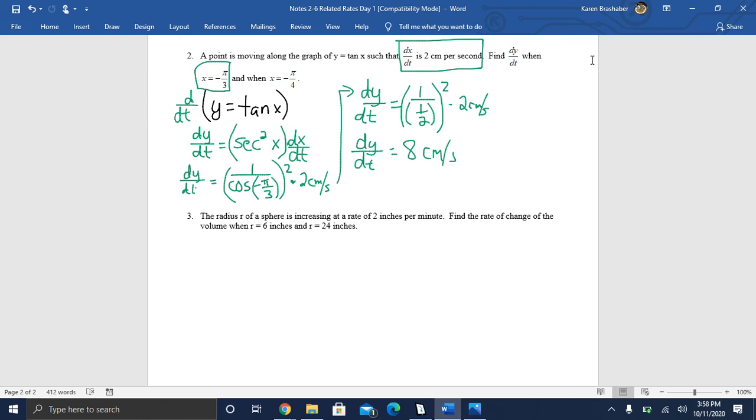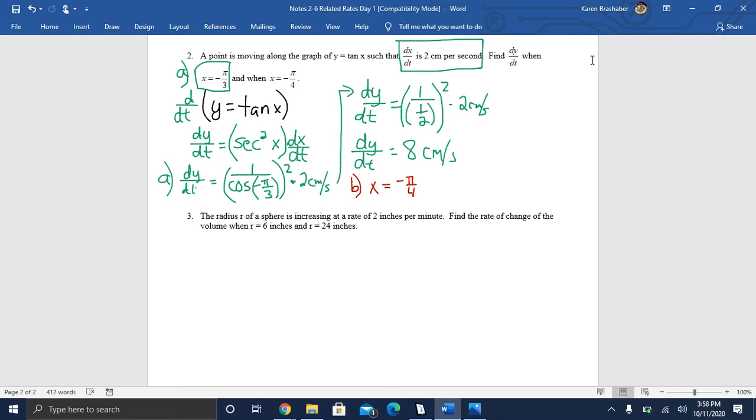Now, make sure that on something like that, you do identify. So this is part A, when x is negative pi over 3. I can change colors, and so it's a little bit easier for me to identify it. Make sure you identify it in your work. Part B is when x is negative pi over 4. So I'm going to go ahead and put that here. If x changes to negative pi over 4, we don't need to do the derivative again. We just need to change our substitution.